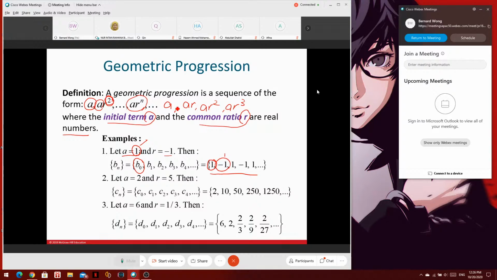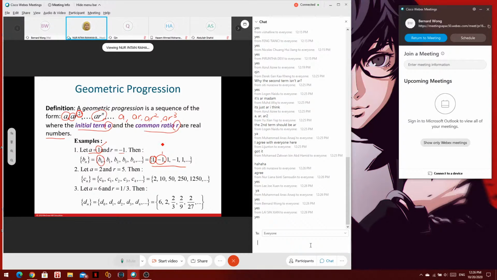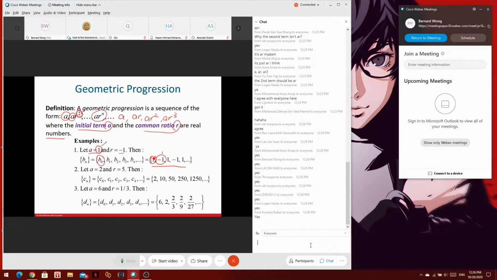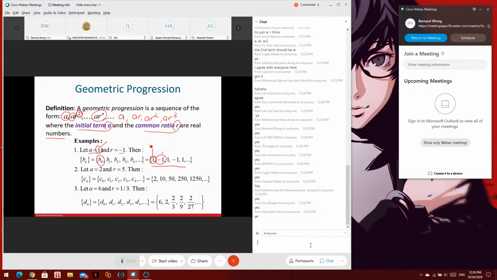Is it correct that if we use the geometric progression, it's missing ar, right? Yes, okay. Another one agrees. So a is equal to a.